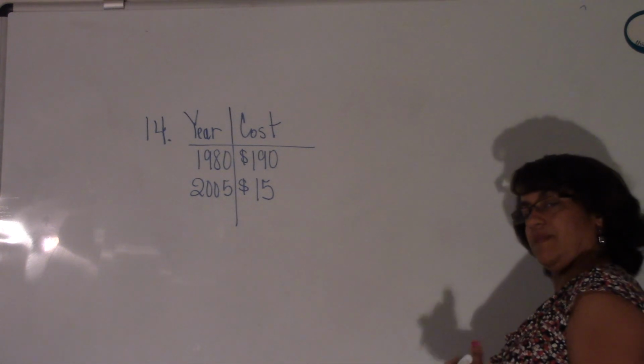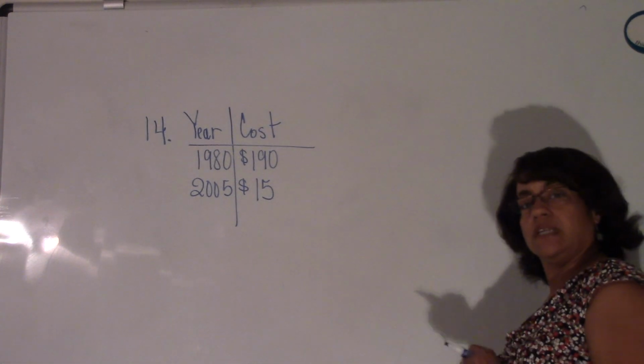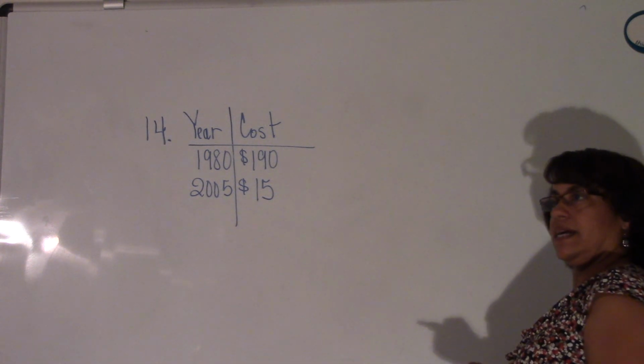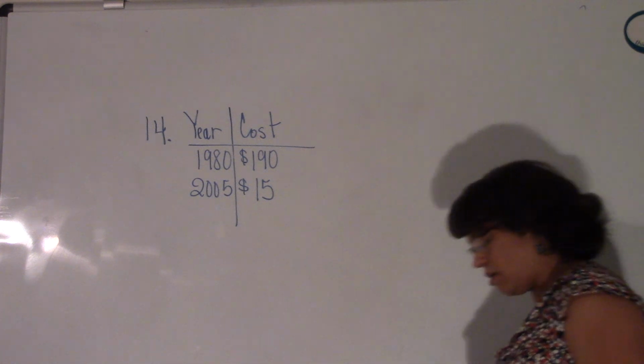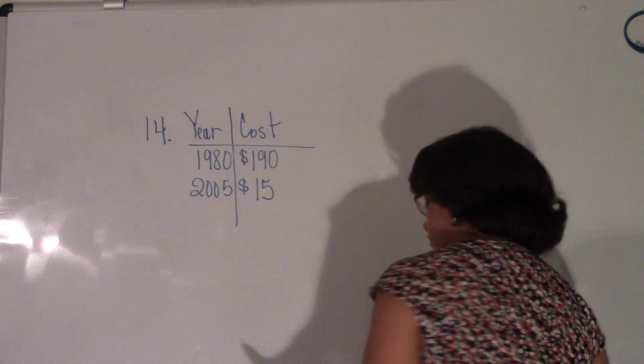So we can do the same thing that we did before. We can get the equation of that line, and then we can go to our table and look for 1998. And in 1998, we want to see what we get for our cost. So let's use this and see if it would be to our advantage.